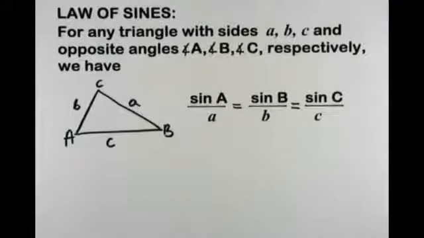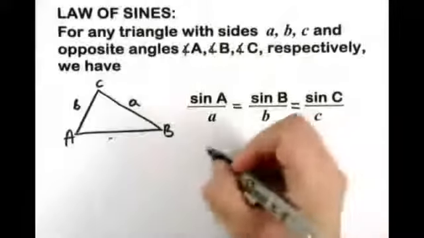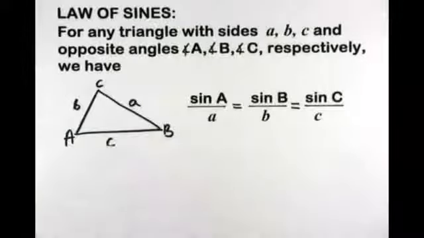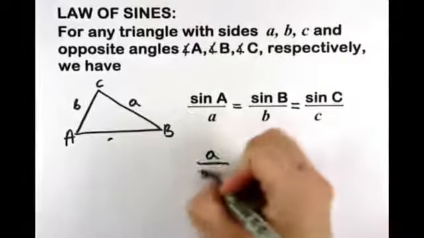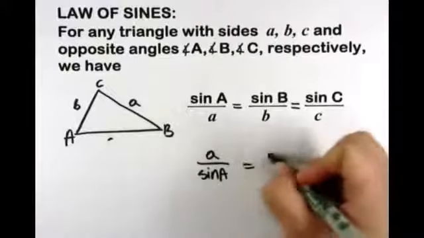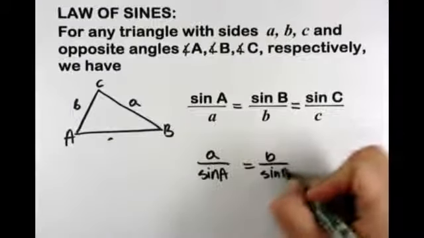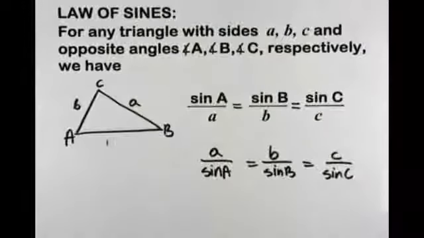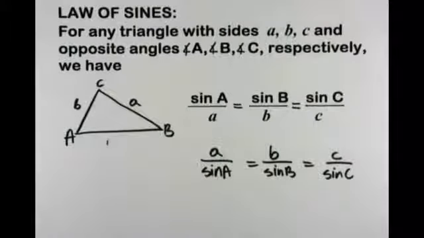An equivalent form of the sine law is when we flip each and every one. That would be a over sine A is equal to b over sine B is equal to c over sine C. This would be the equivalent form. You can check this if you cross multiply and then divide by sine A, you get the equivalent form.